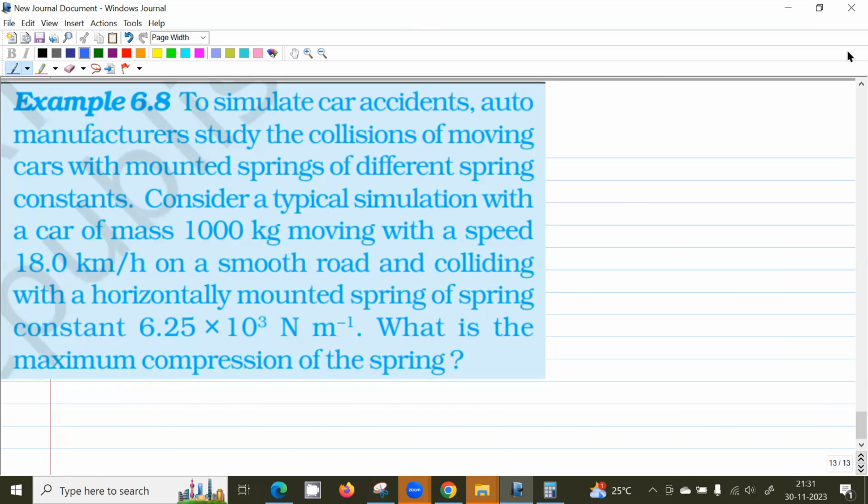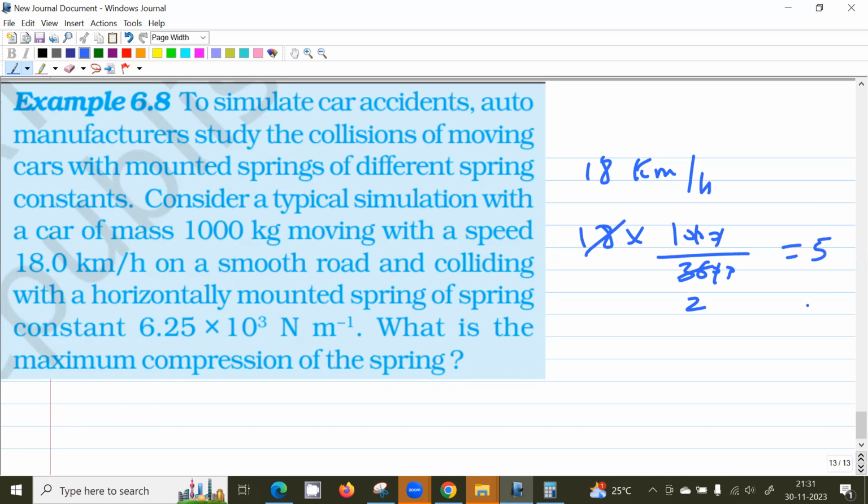Half mv square is equal to half kx square. So 18 kilometers per hour: the kilometer becomes 1000 meters and the hour becomes 3600 seconds. If you remember it, you can do it directly, or else convert like this. So it is 5 meters per second. In 8th grade they made us do this only, they give problems like this and we have to convert to meters per second. Remember.